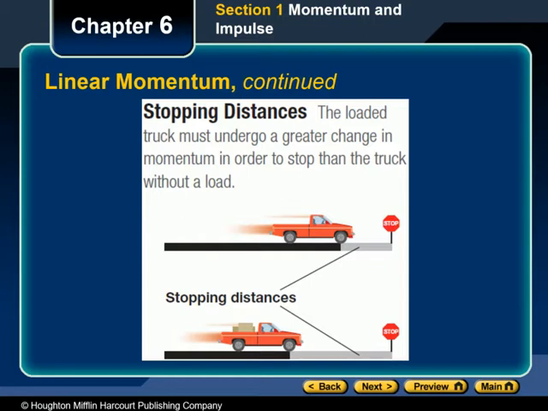Therefore, if both are traveling at 48 kilometers per hour, the loaded truck has twice as much momentum as the unloaded truck. If we assume that the brakes on each truck exert about the same force, we find that the stopping time is 2 times longer for the loaded truck than for the unloaded truck, and the stopping distance for the loaded truck is 2 times greater than the stopping distance for the truck without a load. At this point, you should be able to understand sample problem C.